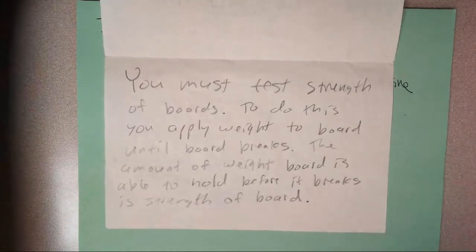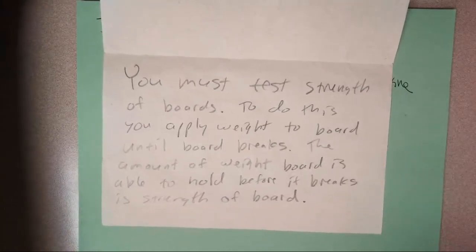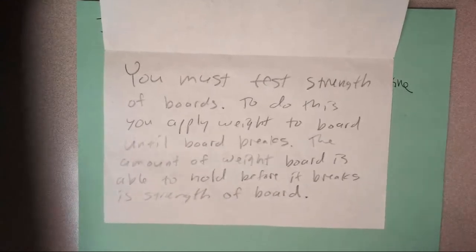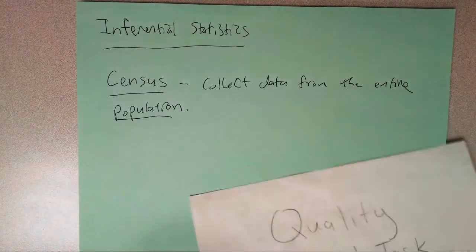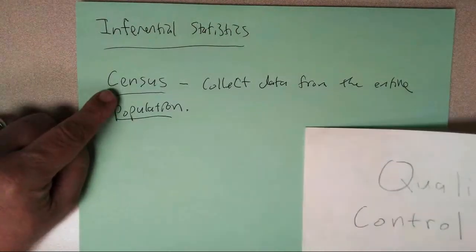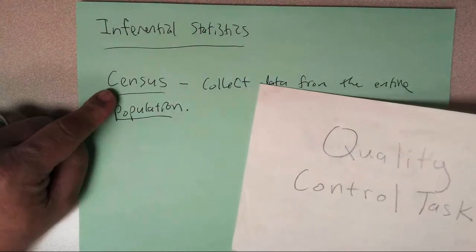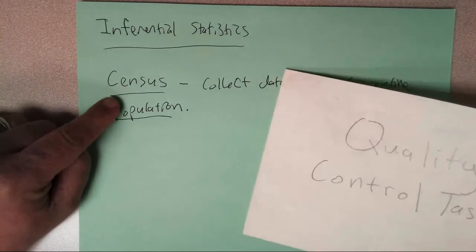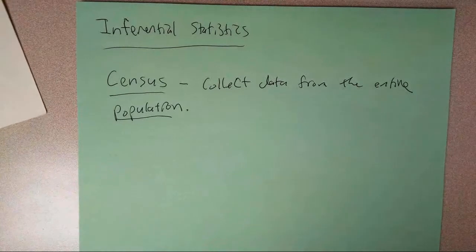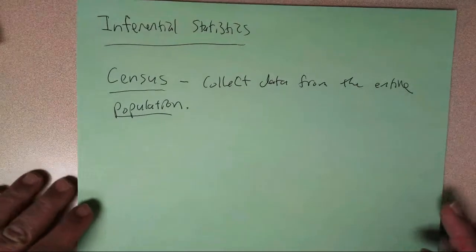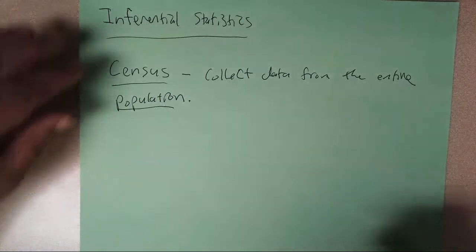So in this case, the population of interest would be all the boards produced by the lumber company. If I were the quality control inspector, I wouldn't take a census, because in order to test a board, I have to apply weight to the board until it breaks. If I did a census, I would be breaking every board that the company makes, and that doesn't make any sense. So I wouldn't be doing a census. What I would do is take a sample.